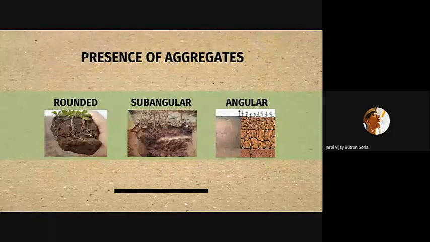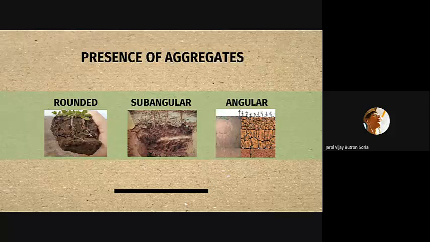Rounded aggregates tell us that the soil is healthy, that there is a stable presence of water, and indicates resistance to erosion. Subangular aggregates indicate that the soil resists the penetration of water. Finally, angular aggregates mean the soil is compact and resistant to biological activity, and resistant to water and air circulation.